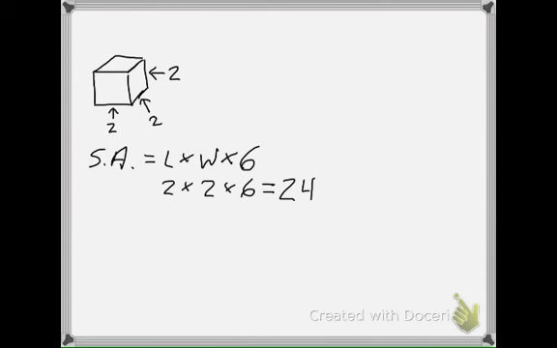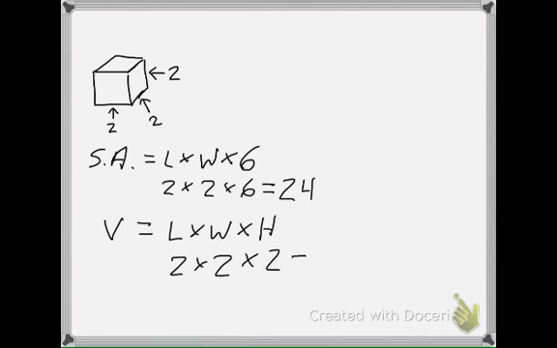Is the surface area. What's the volume of this box that we just drew? No, wait a minute. Let's not do that. It's length by width by height. Okay. So now I fill in what I know. Length is 2. By width is 2. By height is 2. 2 by 2 is 4 by 2 is 8.